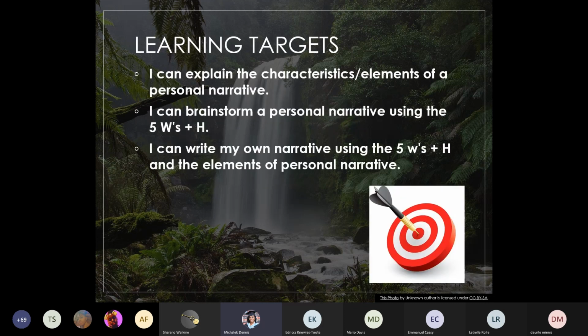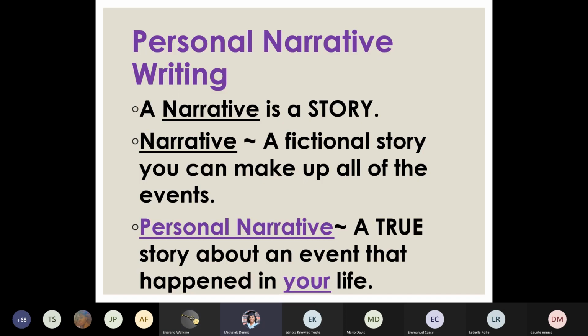So at the end of the lesson, you want to ask yourself: can I explain the characteristics slash elements of a personal narrative? Can I brainstorm a personal narrative using the 5 W's plus H, which we will go over in a little bit? And can I write my own narrative using the 5 W's plus H and the elements of personal narrative? So we will definitely want to go there and see what we can do.